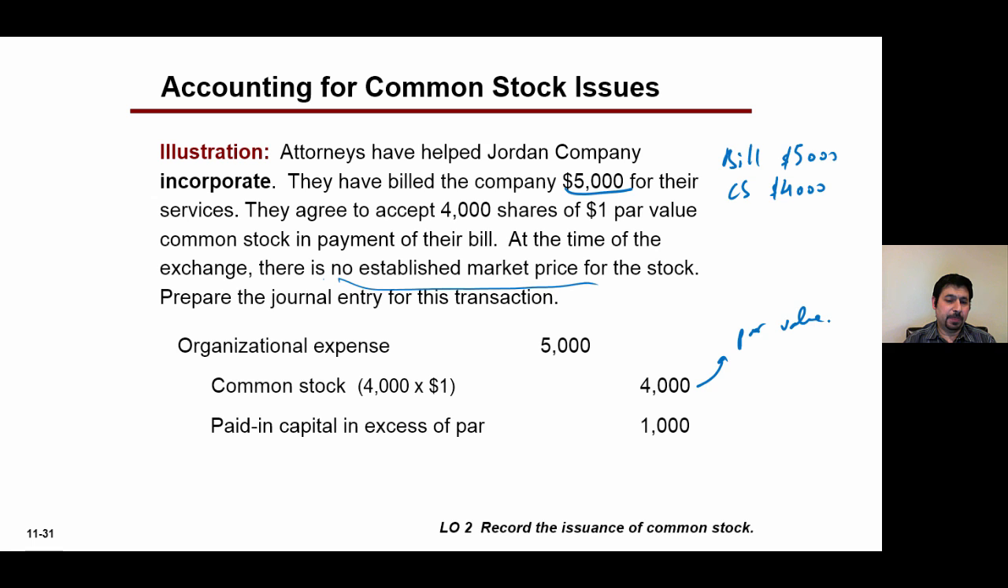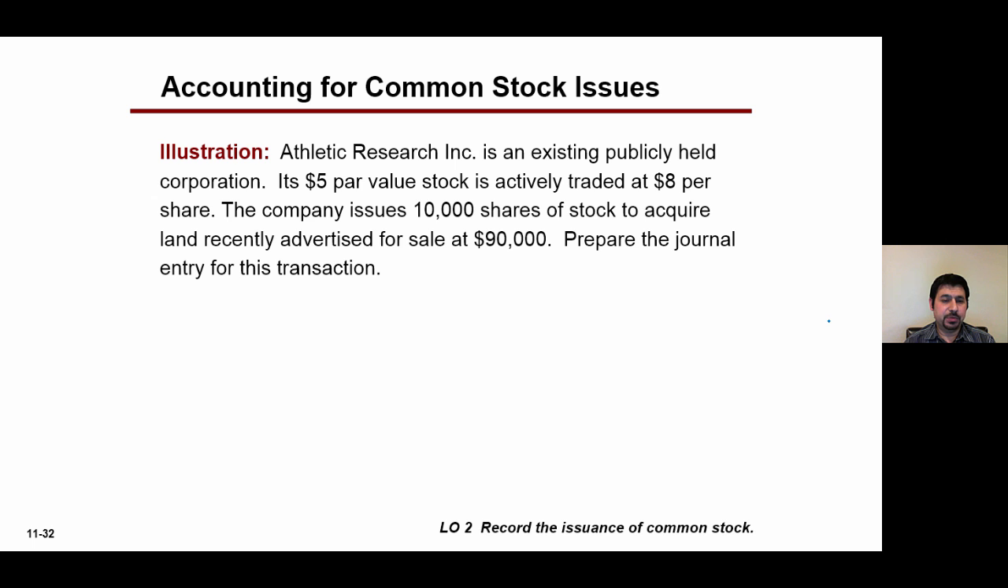Let's take another. In this case, the company was billed 5,000, and then the attorneys accepted 4,000 shares of $1 par value, but that stock was not traded. So in this example, Athletic Research Inc. is an existing publicly held corporation. It's $5 par value, so it does have a par value. It is actively traded at $8 per share, which is to mean this is the fair market value, which can be readily evaluated.